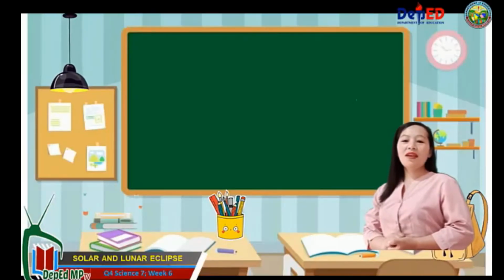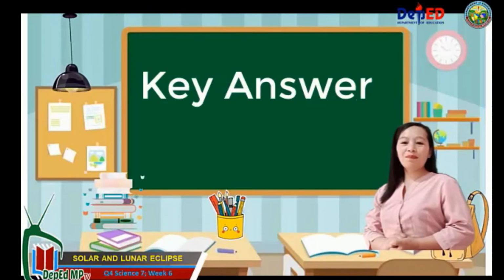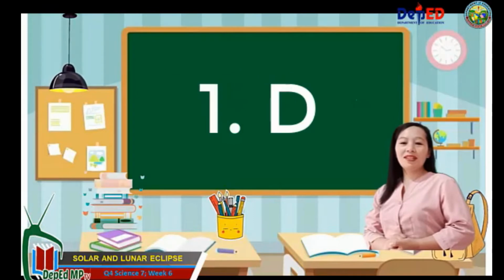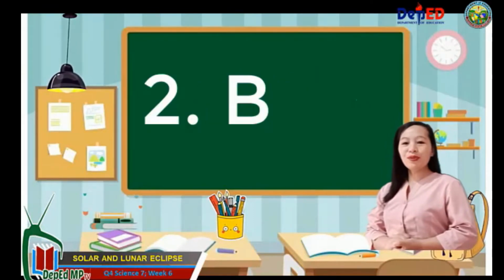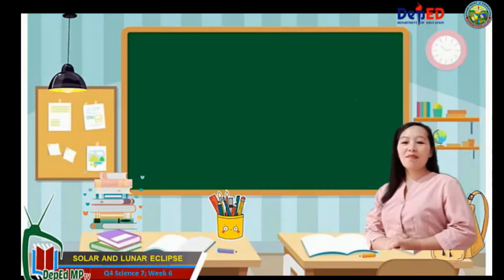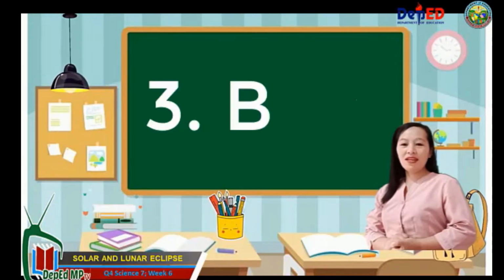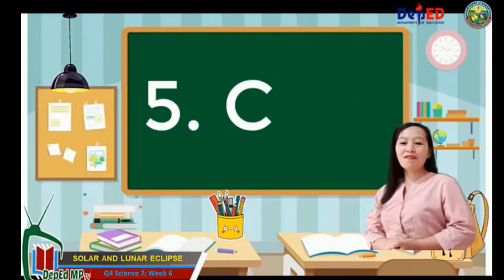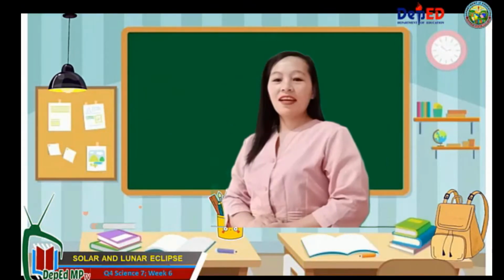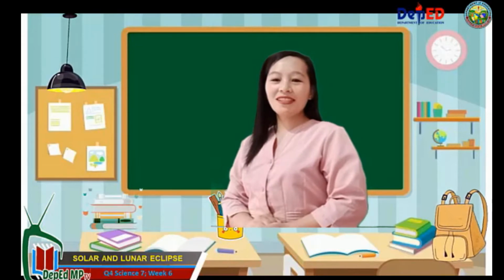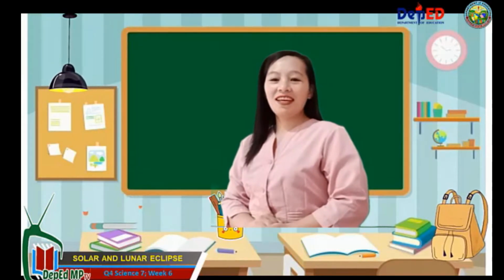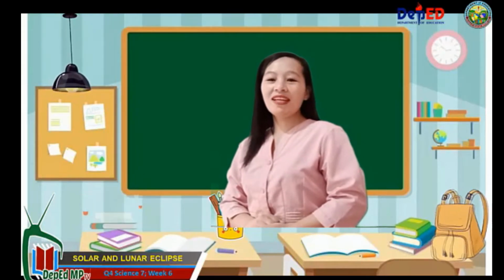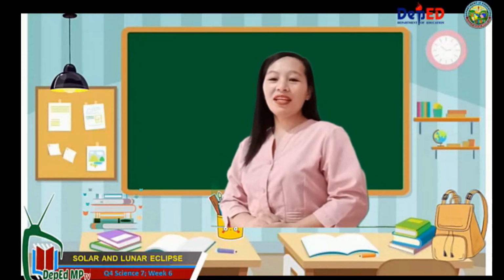And now, let's check if you got a perfect score. So, number 1, letter D. Number 2, letter B. Number 3, letter B. Number 4, letter B again. And number 5, letter C. Did you get a perfect score? If yes, you are very good. But if no, don't worry, because you are going to learn it in this module.